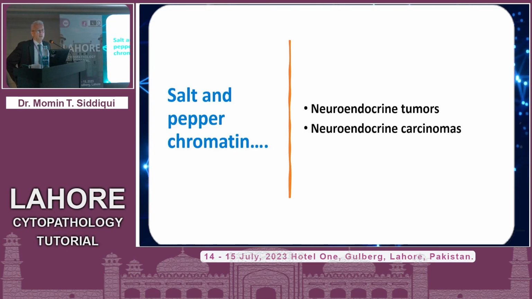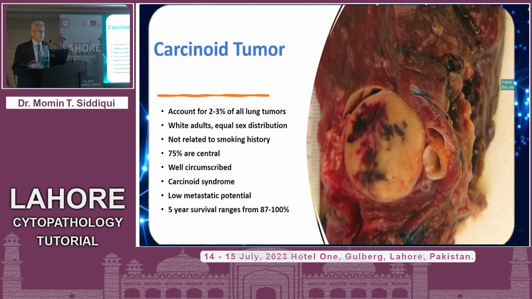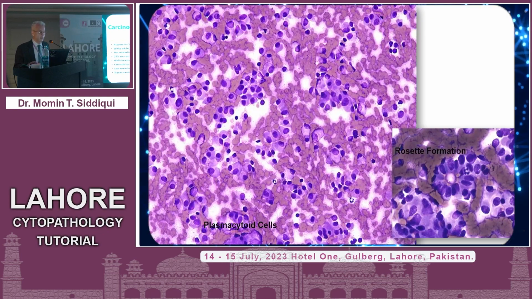This is a term we use for neuroendocrine tumors and carcinomas. Carcinoid tumors, again, rare tumors. These are usually well circumscribed. These can be both centrally or peripherally located. And basically, these have a low metastatic potential, but the current concept is that it should be considered a malignant tumor.